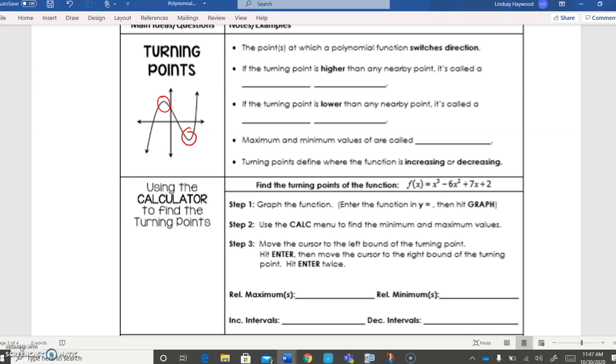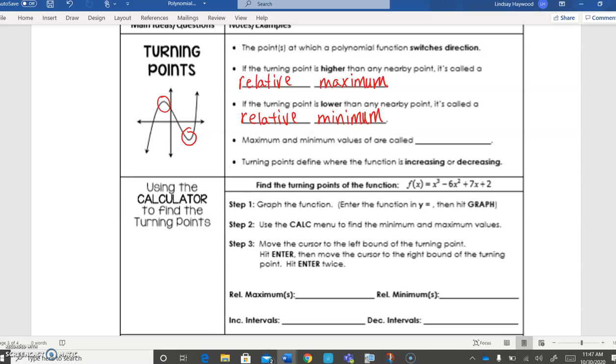So if the turning point is higher than any nearby point, that would be this one, it's called a relative maximum, because relative to what's around it, it's the highest point. If the turning point is lower than any nearby point, it's called a relative minimum. Okay?